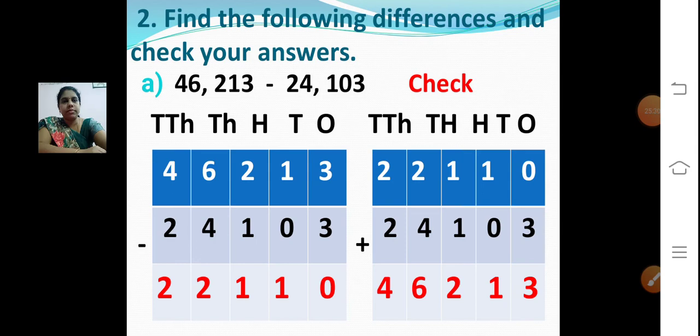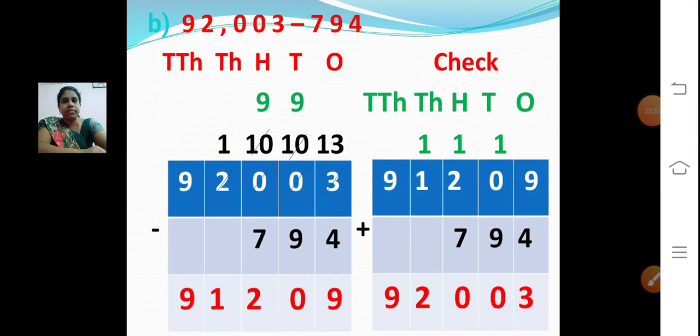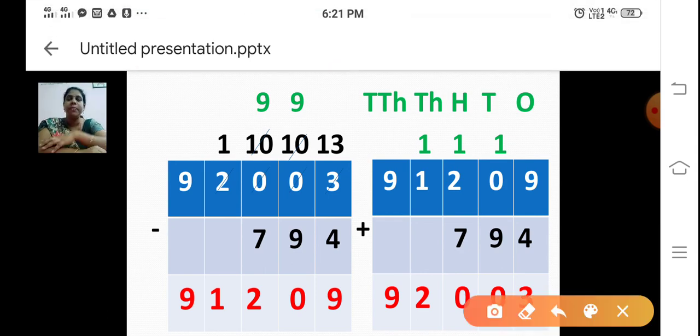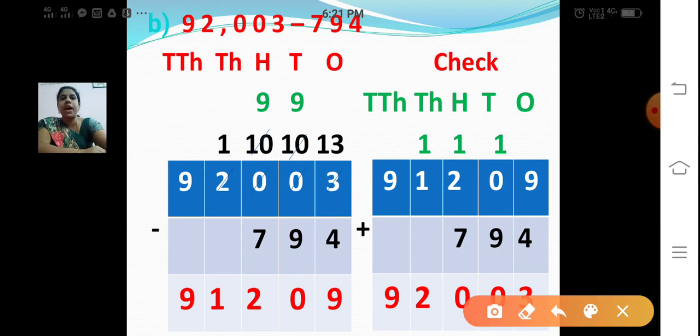Now let's see one more sum in this. We are going to subtract 92,003 minus 794, and again we are going to do checking, right? So let's subtract these two numbers now. First write the numbers in the exact places.